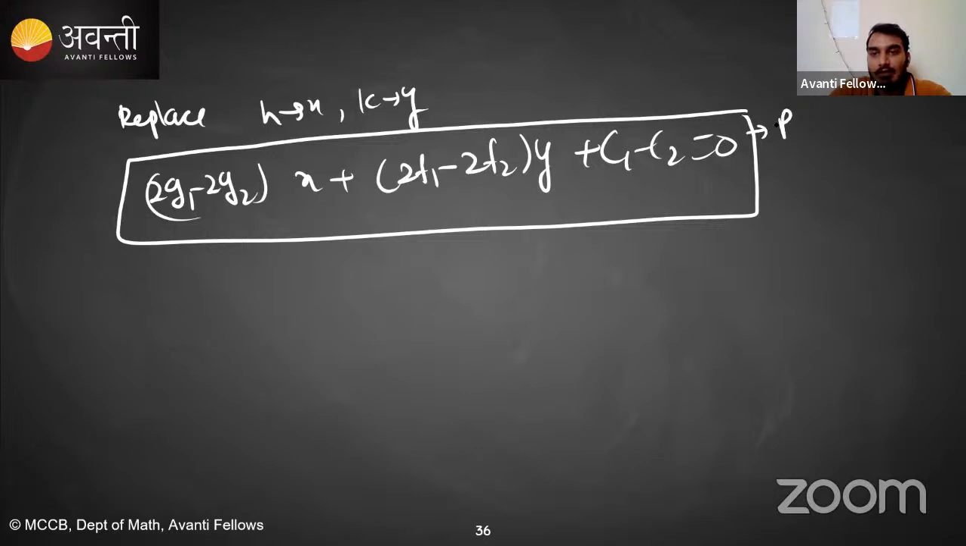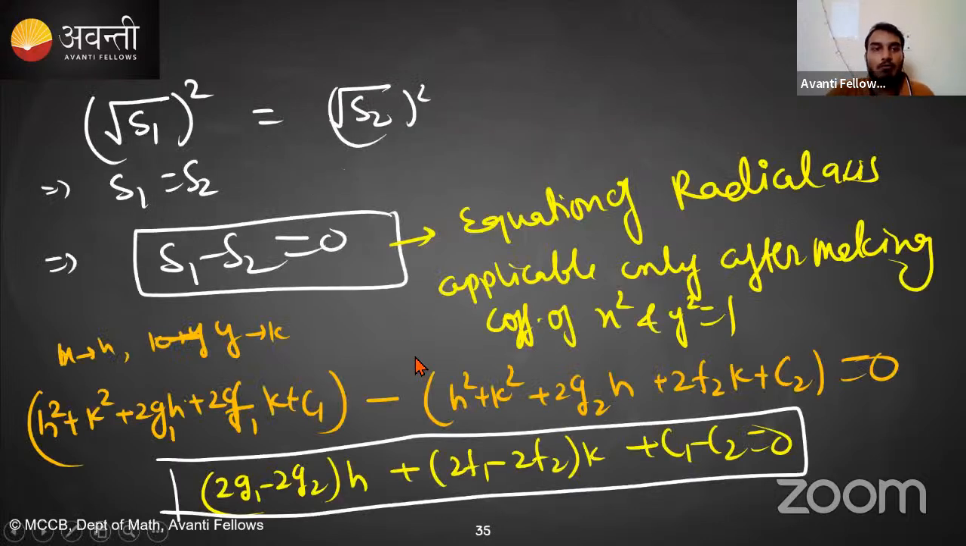This is the radical axis between the two circles. Is this clear, everyone? Tell me quickly in the chat box. How many of you understood this? Everyone, quickly reply in the chat box.